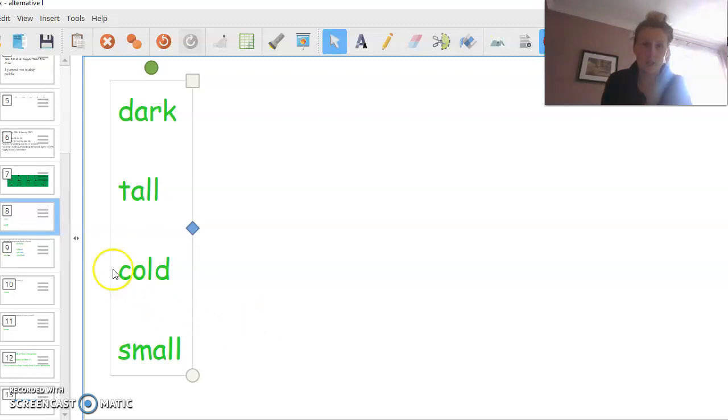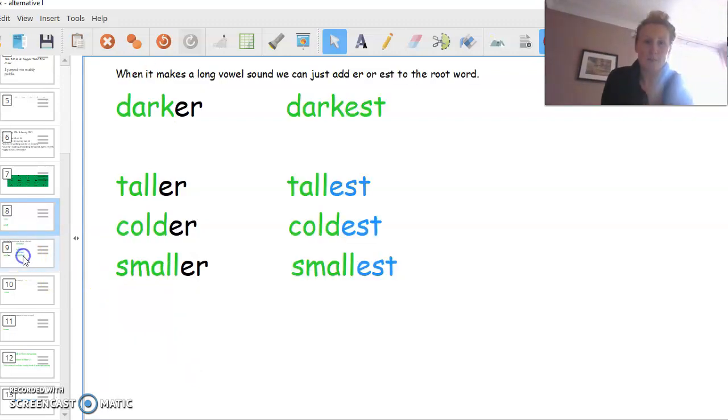What I wanted to tell you was, these words here, when we say them, dark, tall, cold, small, all make a long vowel sound. If you remember before, if it makes a long vowel sound, you can just add the suffix to it straight away, the ER and the EST suffix. So when it makes a long vowel sound, we can just add the ER or EST to the root word. So we can just add these suffixes.